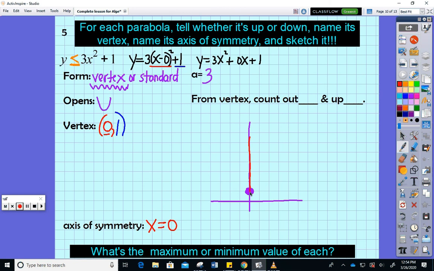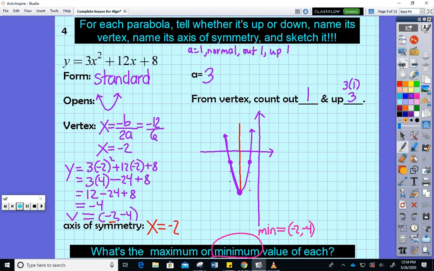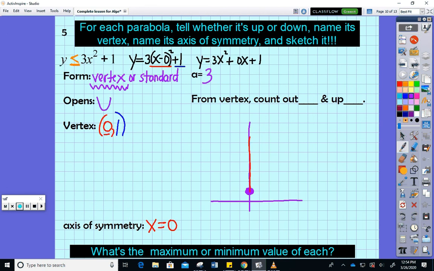Now, the a value is 3. We just did that, and we said on the previous problem that if your a value is 3, you count out 1, up 3. If the a value was negative 3, you'd count out 1, down 3. But there is no need to switch from that last problem to this problem, so I'm still going to go from the vertex out 1, up 1, 2, 3, or out 1, up 1, 2, 3. And again, once you know that one of those points is 1 unit from the red axis of symmetry, they both are.